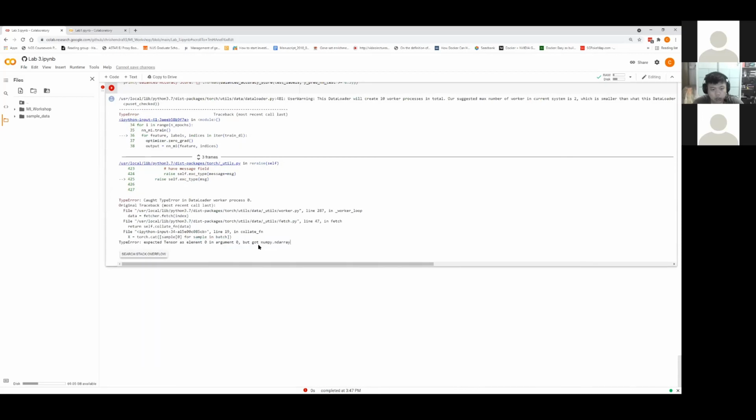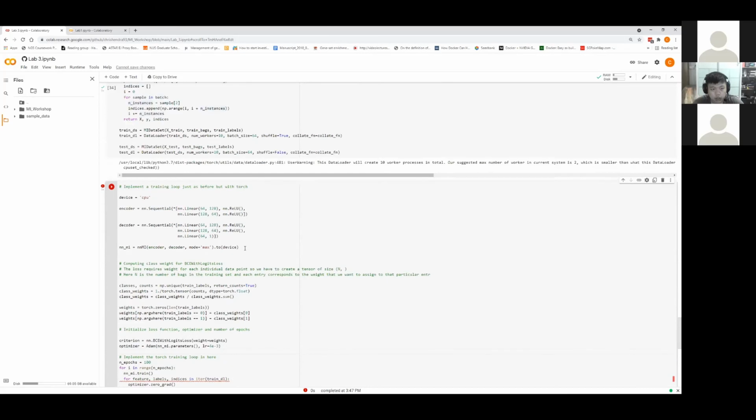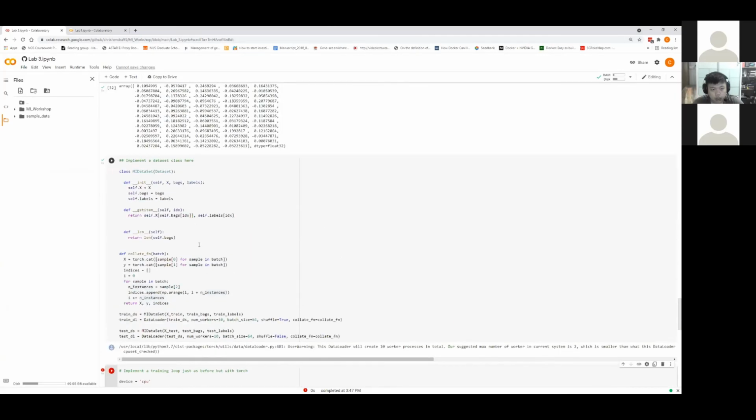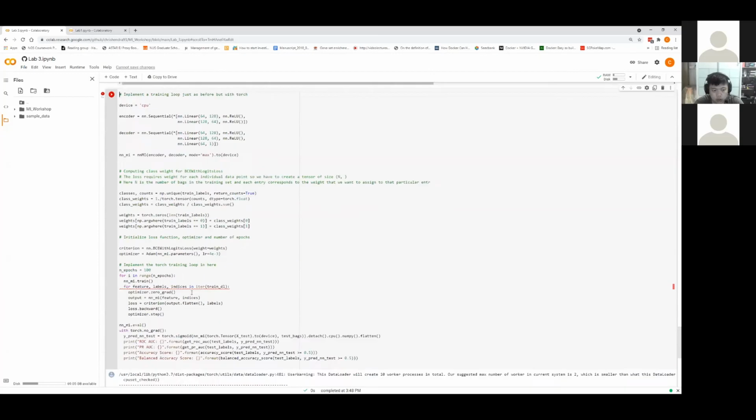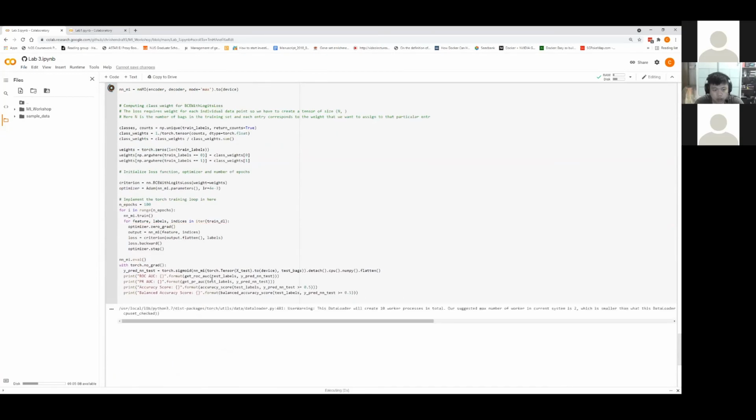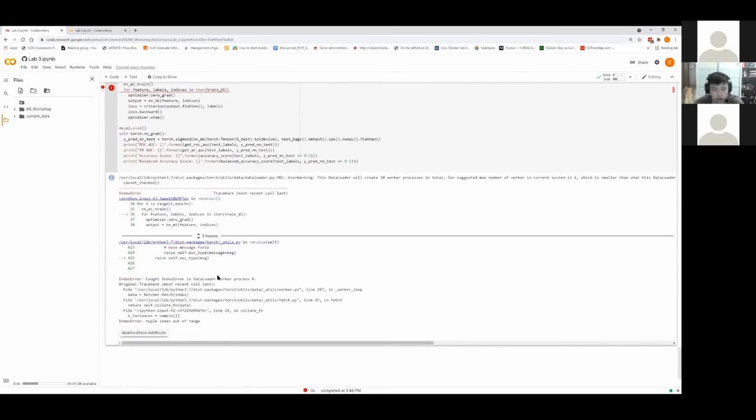Zero, but got argument numpy array. Okay, so one thing that I forgot to tell you is that with Torch, you expect the dataset to have a tensor output. So since this X is a numpy array, you have to convert it to tensor with this thing called torch.tensor. And you will convert the label as such too. Then you can run the training code.